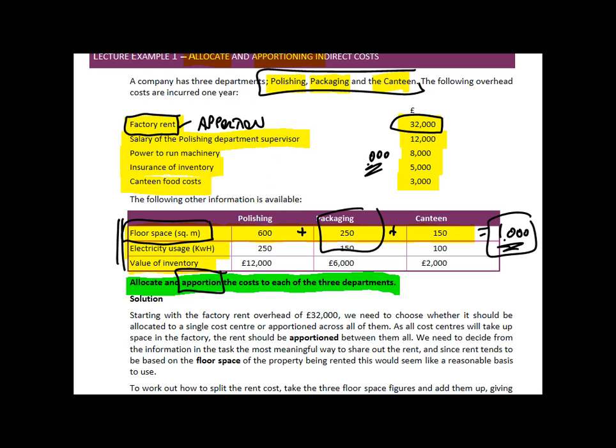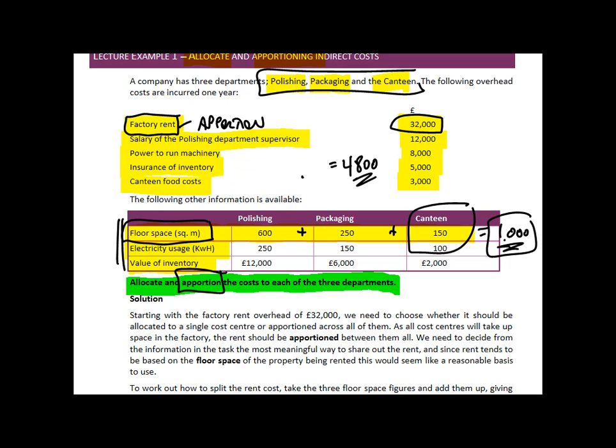And then for the canteen, well, the canteen occupies the smallest floor space. They only occupy 150 square meters out of the total of 1,000. 150 over 1,000 gives me 0.15, or 15% of the space. They therefore deserve 15% of the total cost. And 0.15 times 32,000 is £4,800 that I would apportion to the canteen. So I can share out the rent cost by giving each department an amount of overhead related to the space they take up.